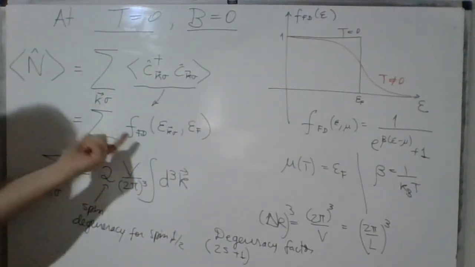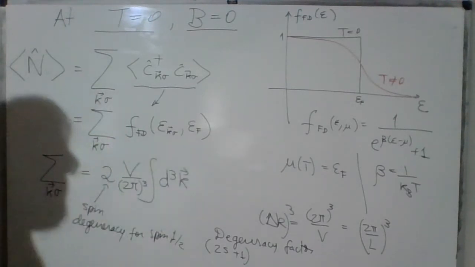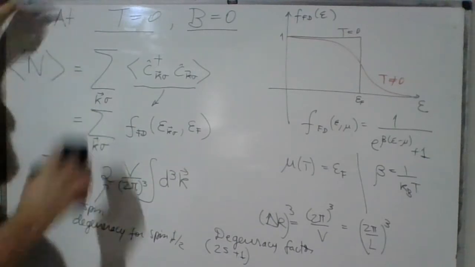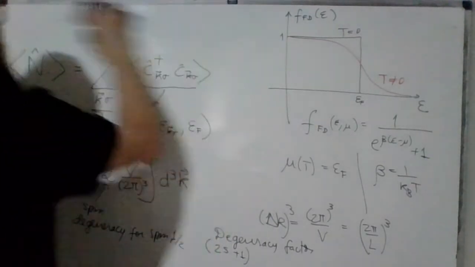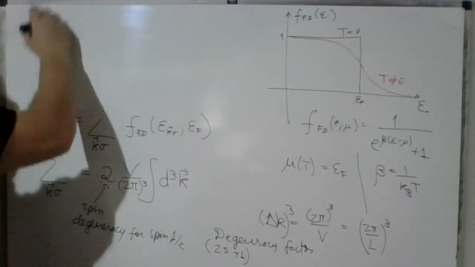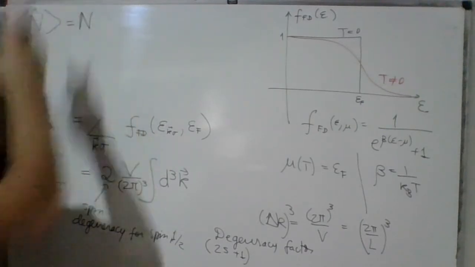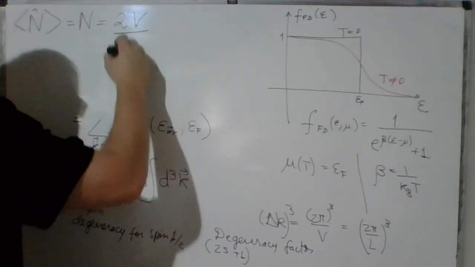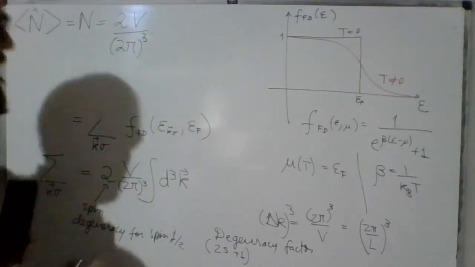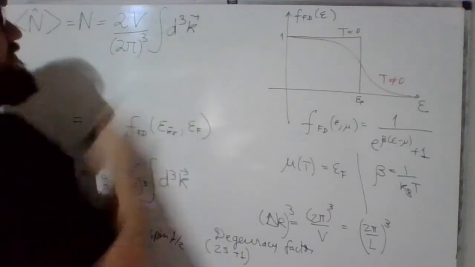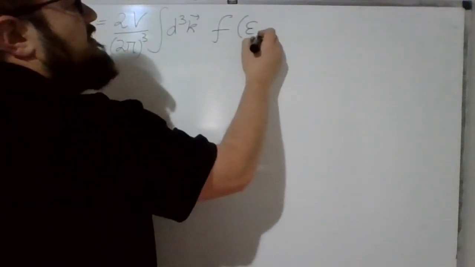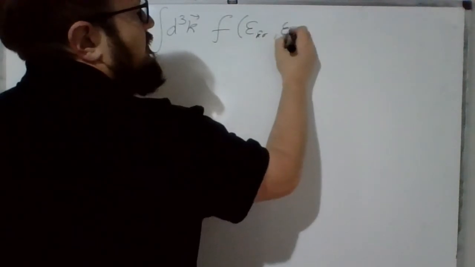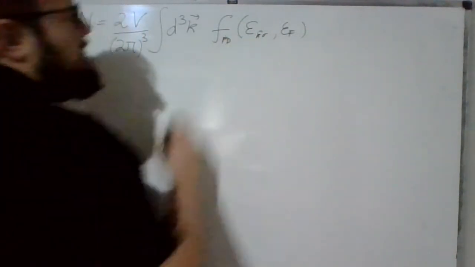Okay, so now we need to calculate this object here. We need to calculate this integral. But now we are considering the temperature T equal to 0, and therefore the number on average, let us call it just the capital N here, is equal to twice the volume divided by 2 pi cubed, and the integral over d3k over the entire k space, of the Fermi-Dirac function as a function of the energy and spin, but spins for now are neglected. Okay, so this is the Fermi-Dirac distribution.